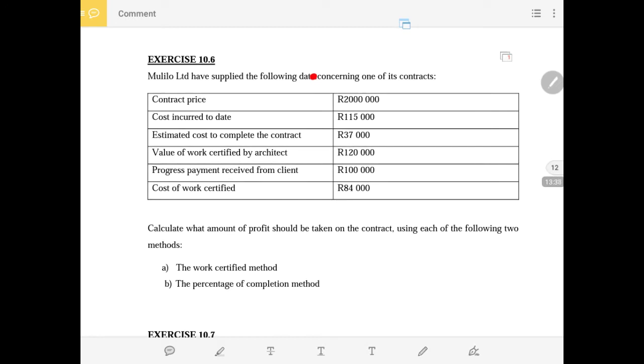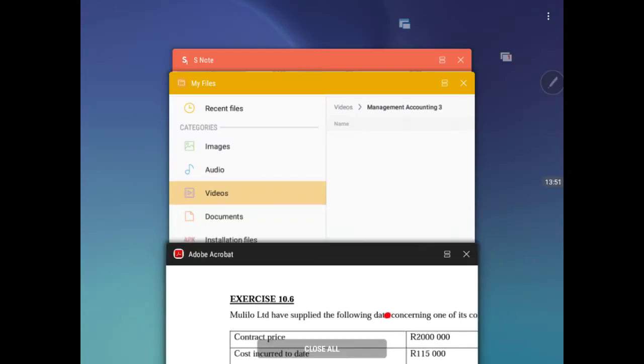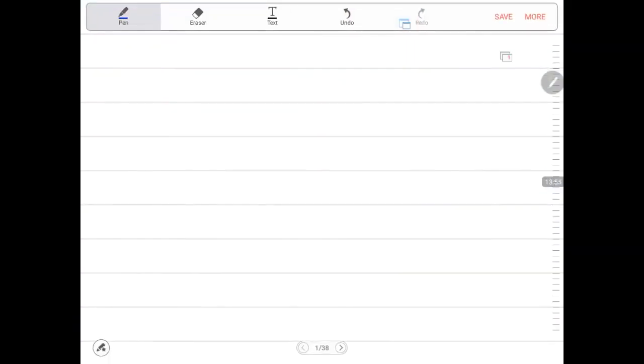Now we are required to use the work certified method. Remember, I said that please take note of the formula. I will not be going back to the formula sheet now. Then we go straight to the calculations. First of all, we know that the formula says 2/3 of the notional profit. We first need to calculate what we call the notional profit.